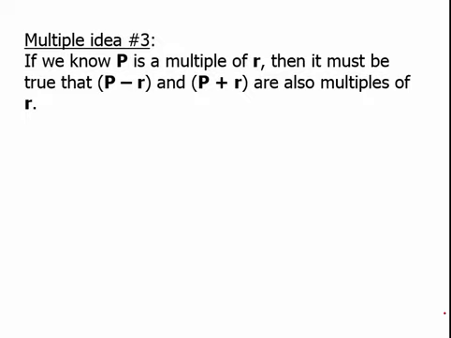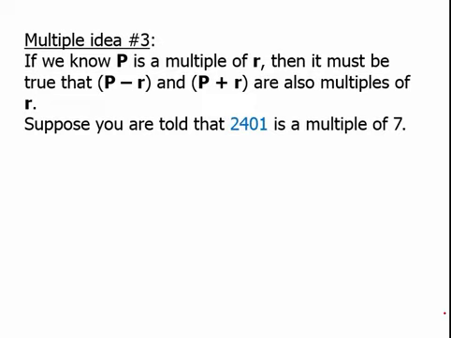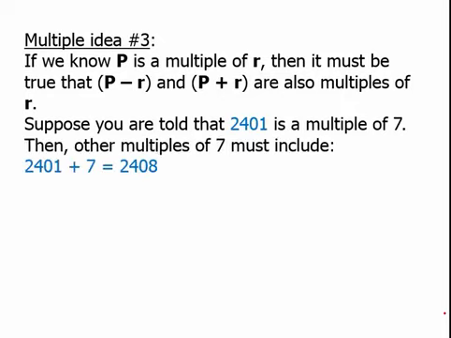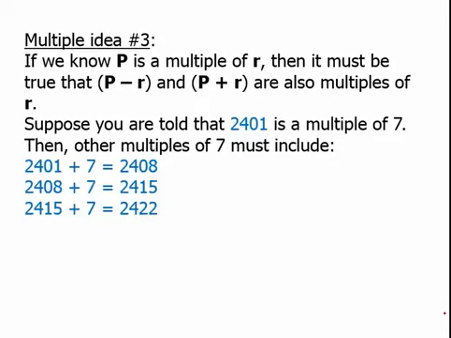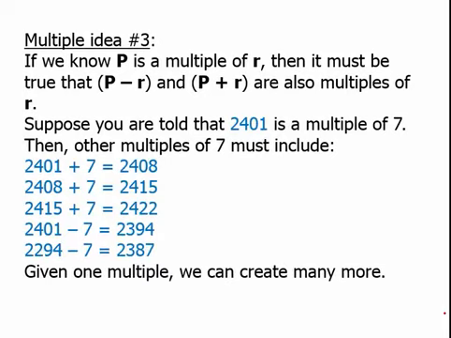So for example, let's talk about this with numbers. Suppose you are told that 2401 is a multiple of 7. Now you wouldn't be expected to know that, but suppose somehow the test tells you that. Okay, so we know 2401 is a multiple of 7. Well, what that means is other multiples of 7 must include, if we add 7 and add 7 again and add 7 again, or we could go back to 2401 and subtract 7 and subtract 7 again and subtract 7 again. Given one multiple, we can create many more by adding and subtracting.